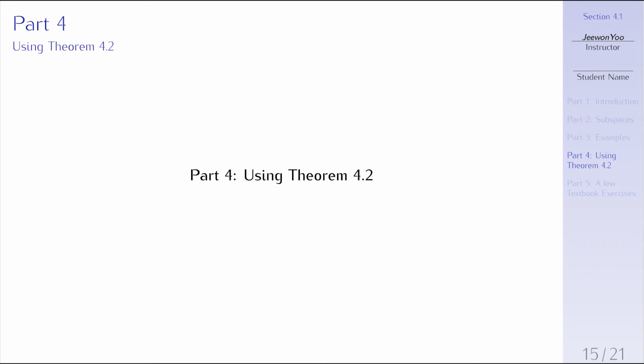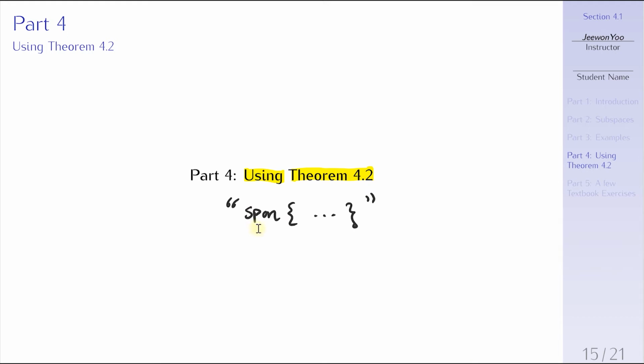Part number 4, using Theorem 4.2. This result helps us determine whether a set is a subspace of some Euclidean space or not. For example, the key word that you have to remember here is span.